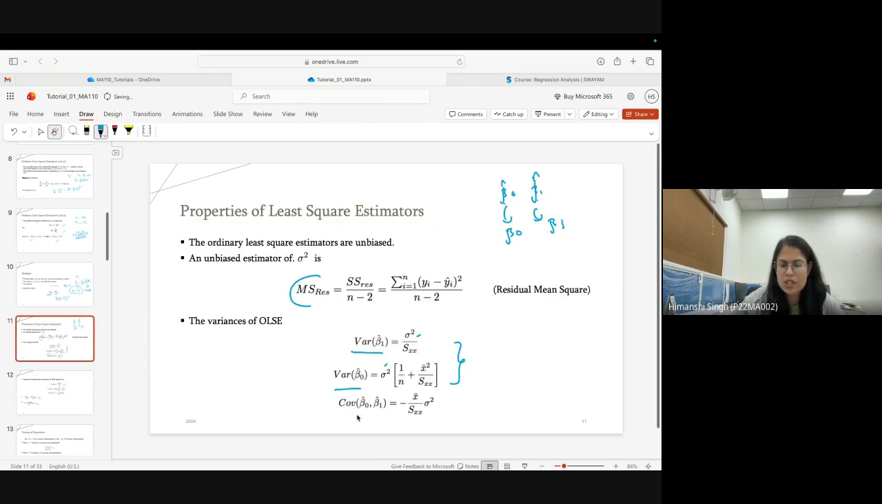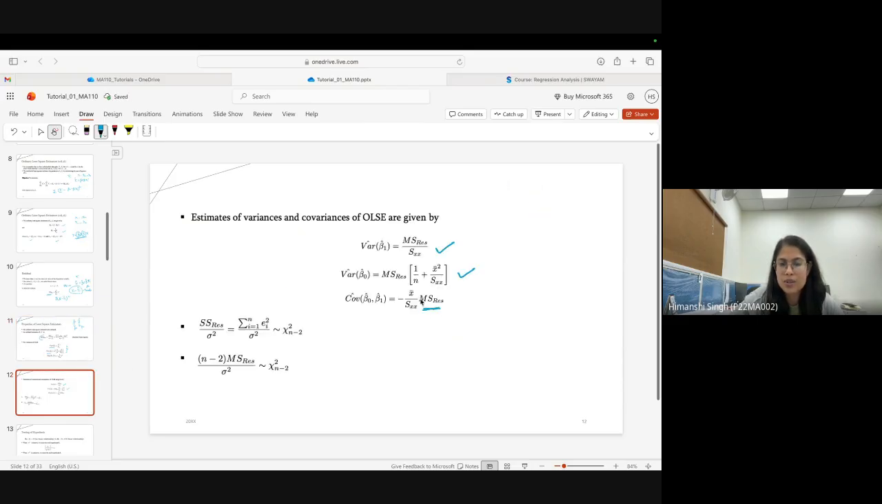And we also had the expression for the covariance. Here also we have sigma square, and we have replaced it with the expression MSres. We have also discussed that SSres divided by sigma square is a chi-square random variable with n minus 2 degrees of freedom. We know that SSres is nothing but n minus 2 times MSres. So we can also say that n minus 2 times MSres divided by sigma square is a chi-square random variable with n minus 2 degrees of freedom.